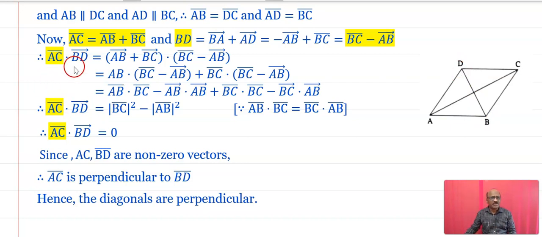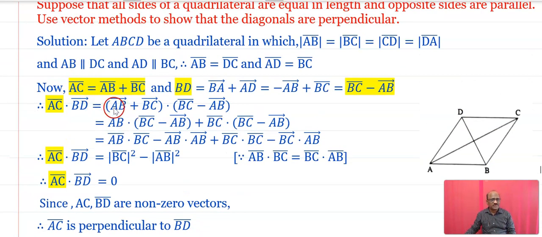And therefore AC bar dot BD bar: in the first bracket the value of AC bar is AB bar plus BC bar, and next the value of BD bar in terms of BC and AB is BC bar minus AB bar. Now their multiplication: AB bar in bracket BC bar minus AB bar, plus BC bar in bracket BC bar minus AB bar. Therefore AB bar dot BC bar, next minus AB bar dot AB bar, next BC bar dot BC bar, and the last is minus BC bar dot AB bar.